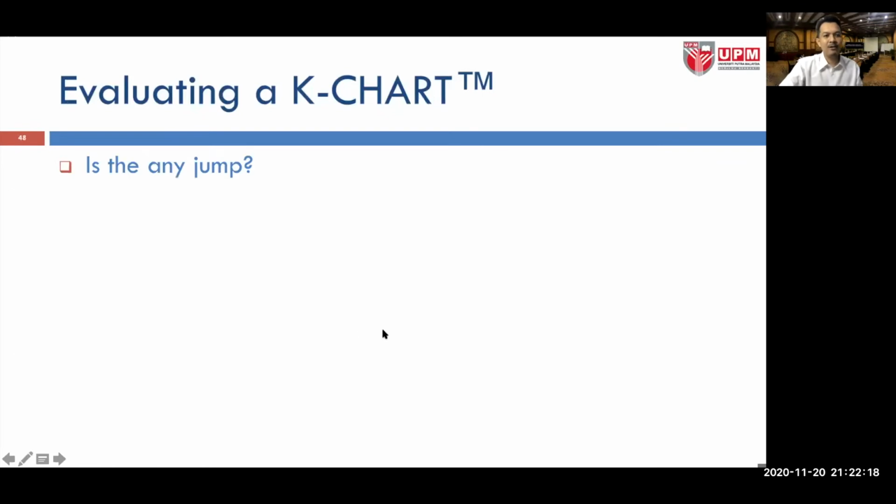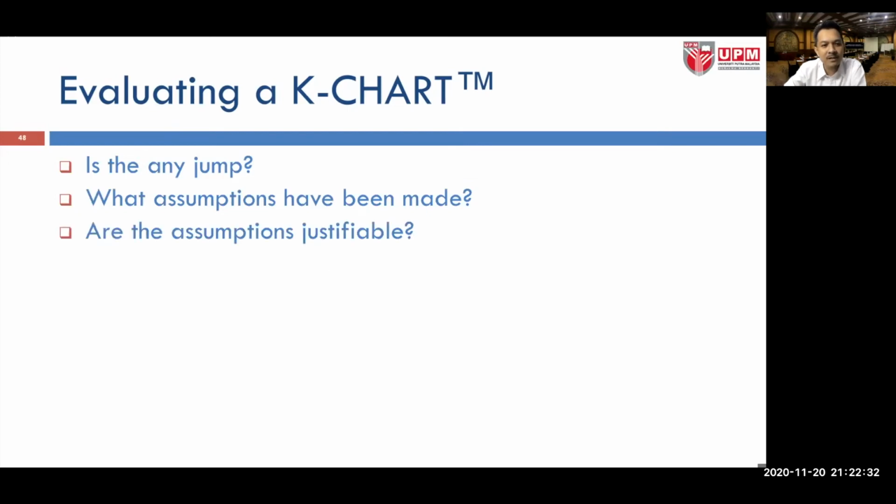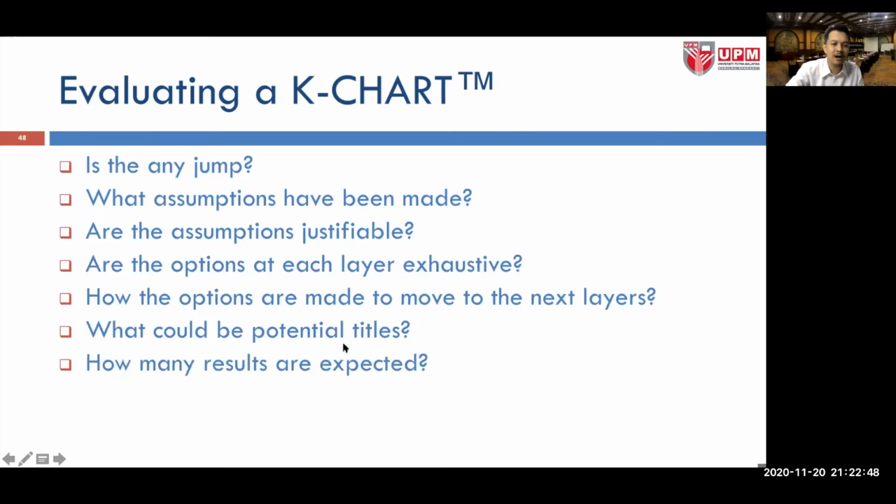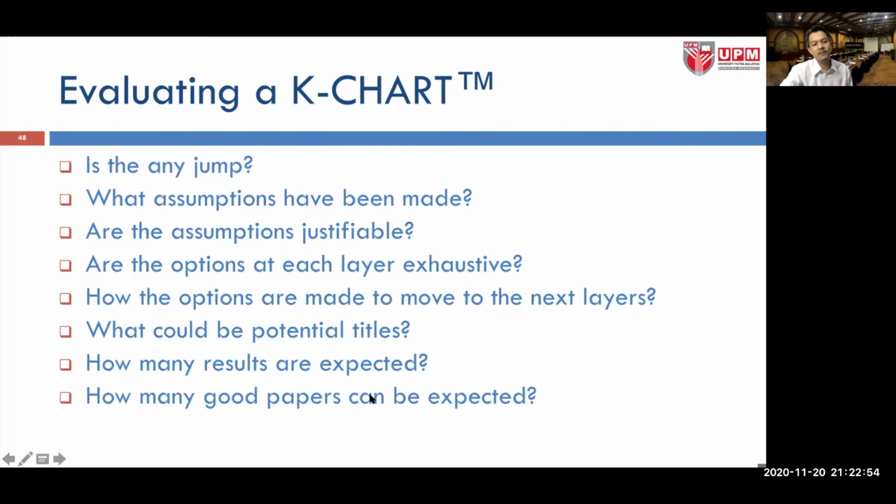Okay, I'm at the end of the presentation. We may want to evaluate your KCHAT. Is there any jump from one layer to another layer, and what assumptions have been made, right? Are the assumptions justifiable? Are the options at each layer exhaustive? How are the options made to move to the next layers, right? And what could be the potential titles, and how many results are expected? And of course, how many good papers can be expected from your study, right?